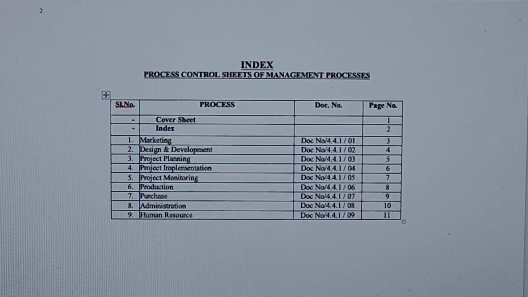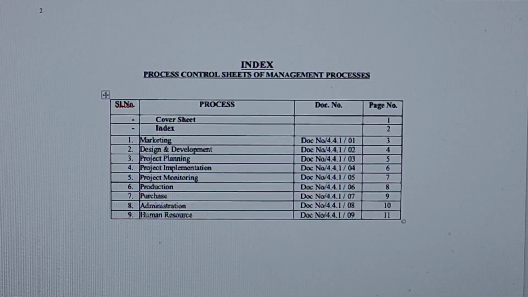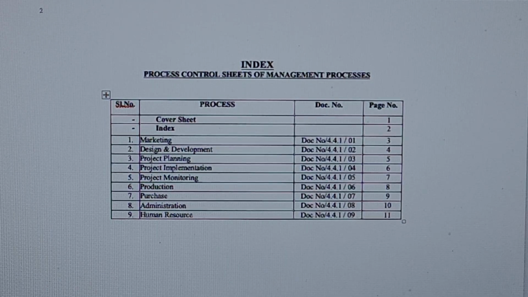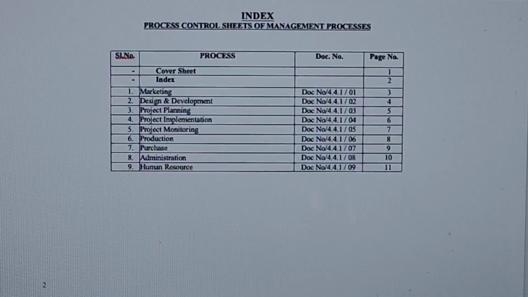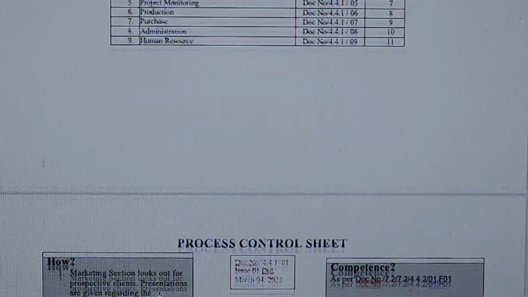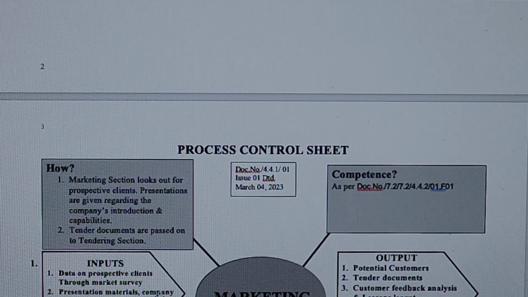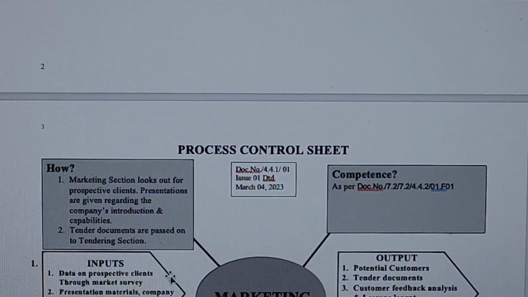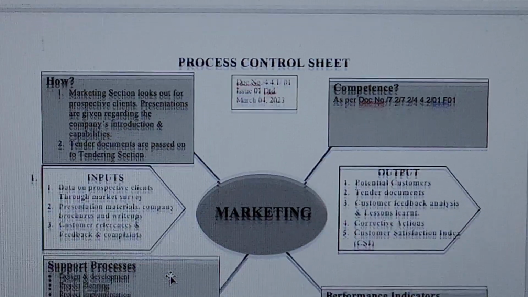Now we go to the next page, which is the index, and here I have put 9 sheets. See, these are only representative sheets of the processes. You may have different processes, maybe several other processes. So accordingly this is only a sample document. I have mentioned here 9 processes for which the sheets are attached here. And we go to the first one, process control sheet for marketing.